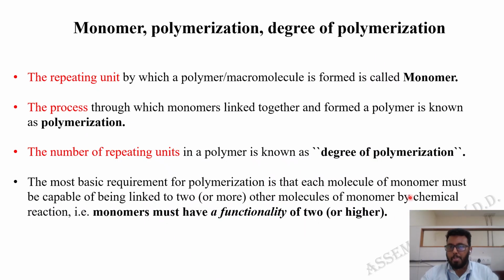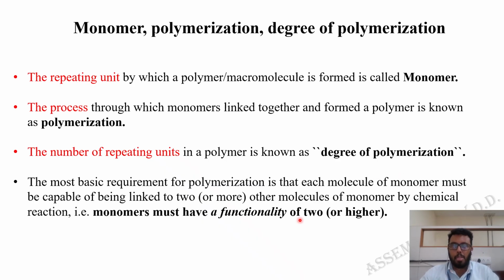And what is meant by degree of polymerization? The number of repeating units in the polymer is known as the degree of polymerization. So if you have the ethylene monomer I mentioned, and 10 repeating units, then the degree of polymerization is your number of repeating units. So the number 10 is the degree of polymerization of that particular polyethylene.